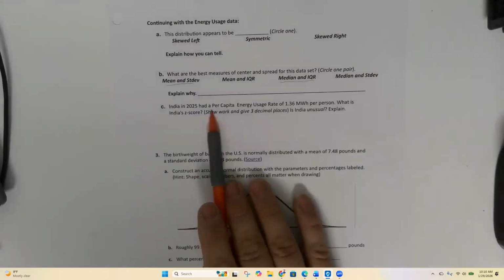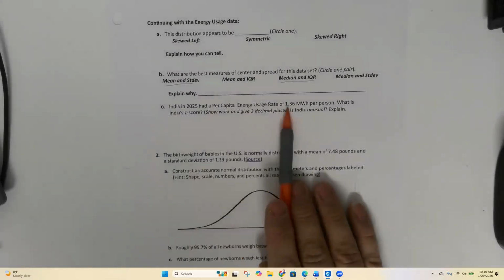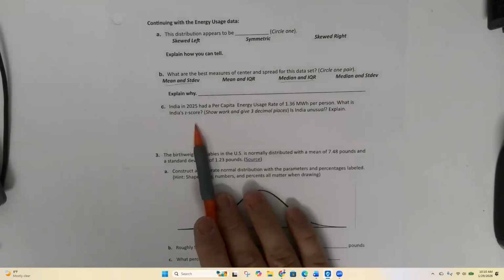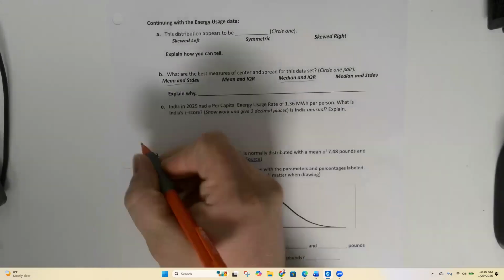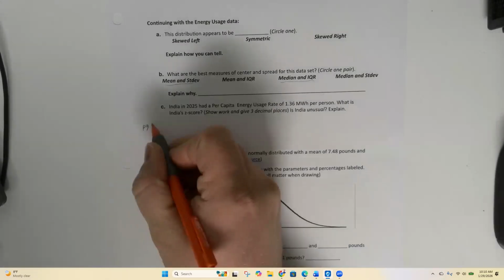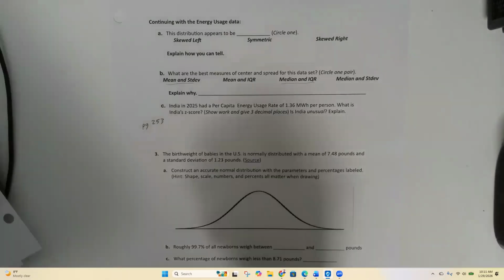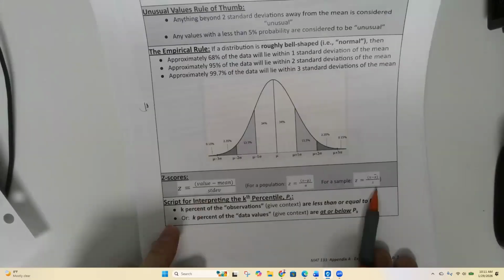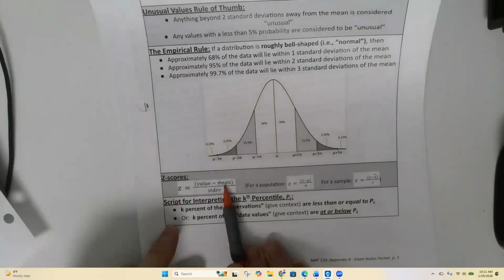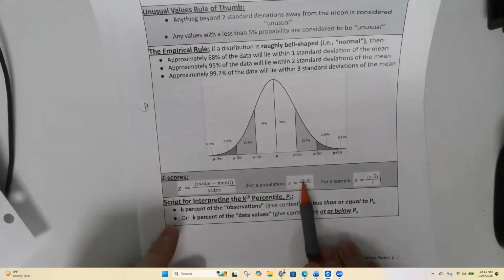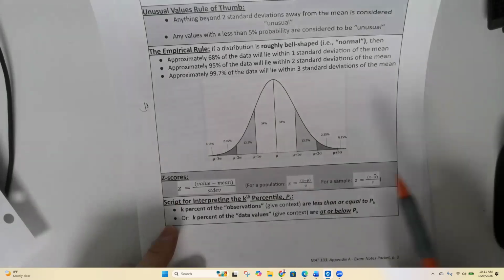India in 2025 had a per capita energy usage rate of 1.36 per person. What is India's Z-score? The formula for Z-score is on page 253, and it is right here. Now there's three of them. Z equals the value minus the mean divided by the standard deviation. For a population, it's X minus mu divided by sigma. And for samples, it is X minus X bar divided by S, okay?